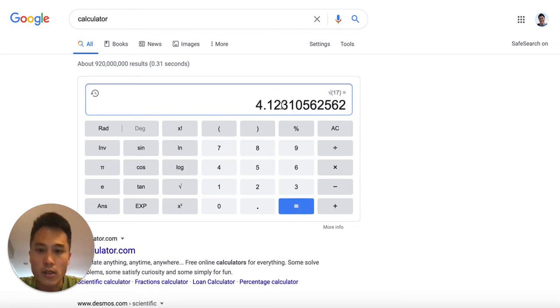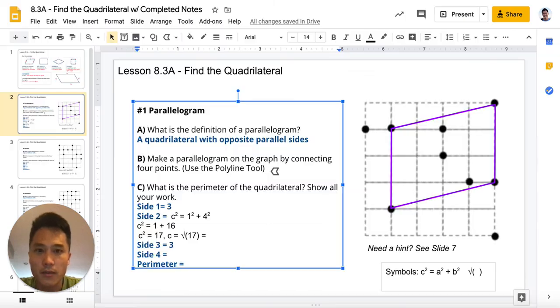Let's round it to the nearest hundredths place. So that's the second number after the decimal. So I want 4.12 as my answer. Let's bring that back. So side 2 is going to be 4.12. That's that length.